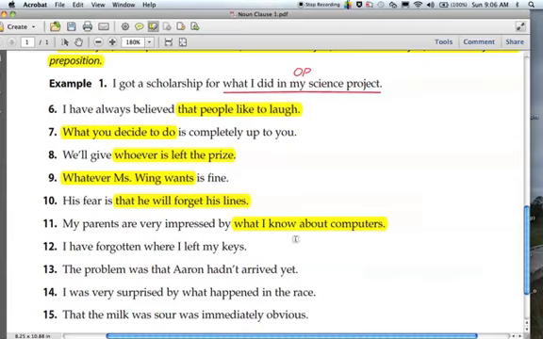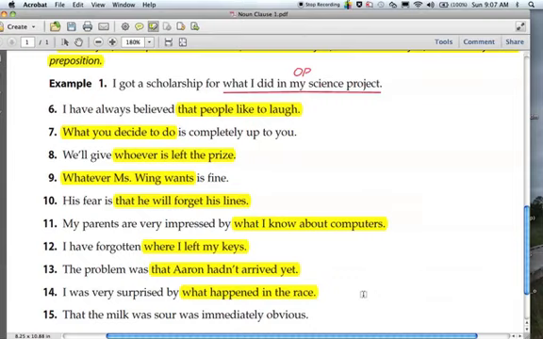Number 12. I have forgotten, independent clause, where I left my keys, noun clause, and that of course would be a direct object. 13. The problem was, independent clause, that Aaron hadn't arrived yet, noun clause, and that is a predicate nominative. Was being a linking verb, problem being the subject, problem was, and then the entire noun clause.